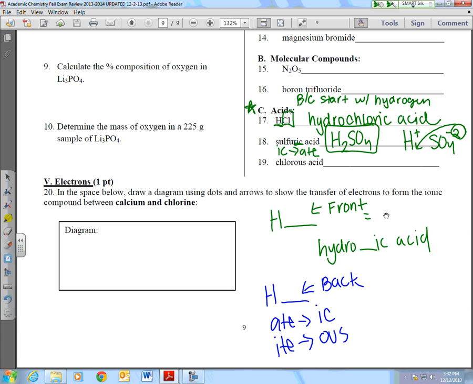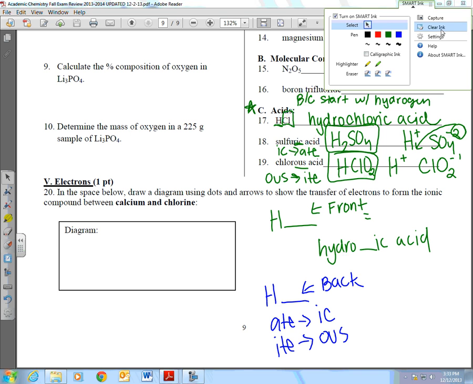Okay? All right, and then this is chlorous. Ous is going to change to ite. So it's chlorite. What is chlorite? ClO2. What is its charge? It is -1. Nice. Since hydrogen is +1, it's just going to be HClO2. Questions about how to get the names of those acids? Are you sure? Okay. The last one, number 20, and then we'll take a break.